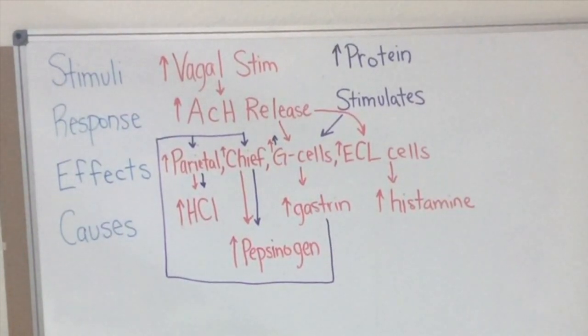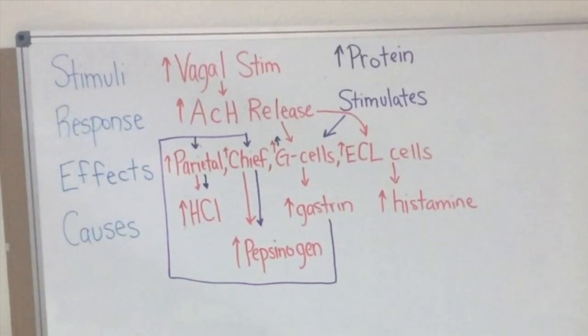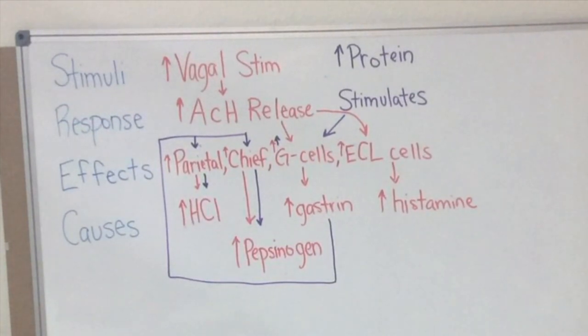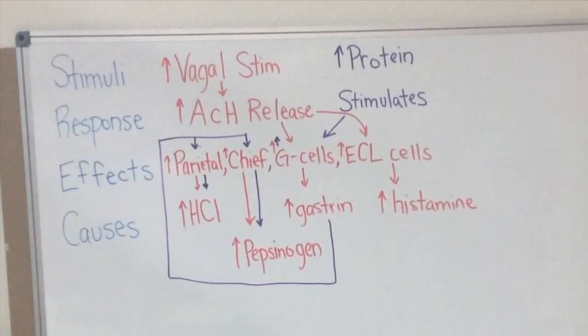Typically, G cells are stimulated by an increase in protein in the stomach lumen. This increase in protein within the lumen stimulates the G cells to release gastrin. Gastrin is going to be released into the blood and target the parietal and the chief cells within the stomach lumen. This will cause an increase in hydrochloric acid and an increase in pepsinogen released from the chief cells. This will increase the amount of active pepsin within the stomach, allowing for greater breakdown of the proteins.